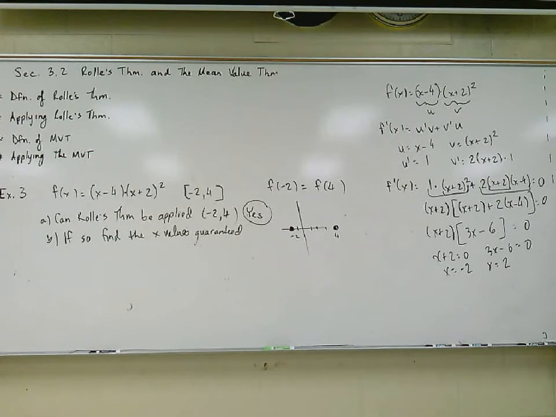Given that a function f of x is continuous and differentiable on the open interval a to b, which is in this case negative 2 to 4. All right? Go to the asterisk. Then there exists... Anybody, where the asterisk is, the most important part of Rolle's theorem. What does it say?